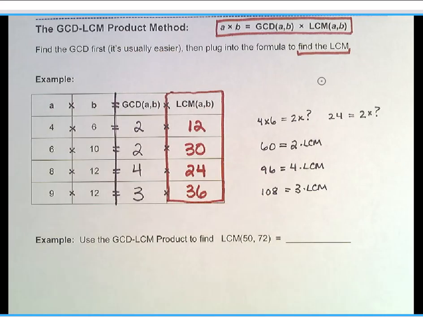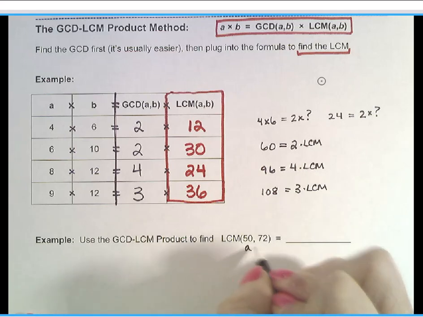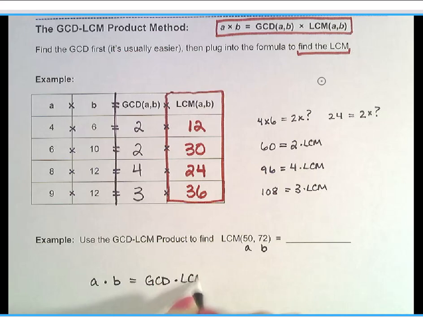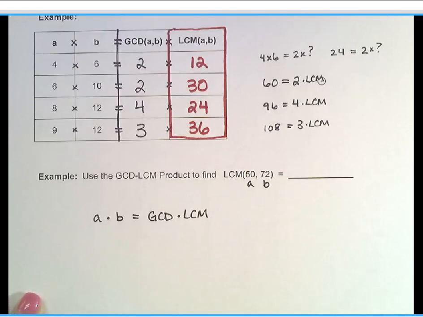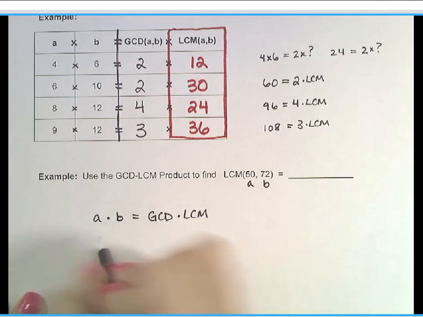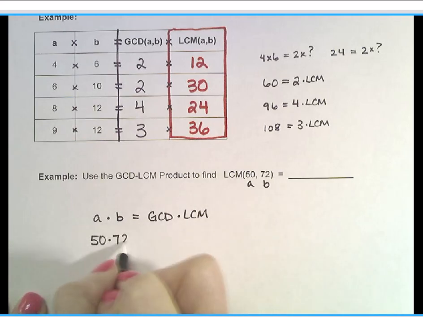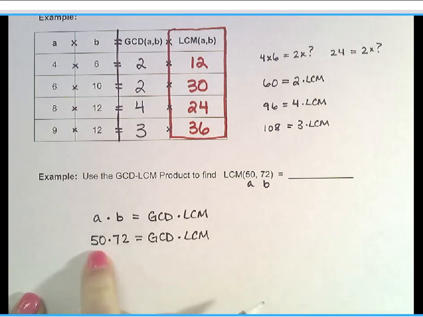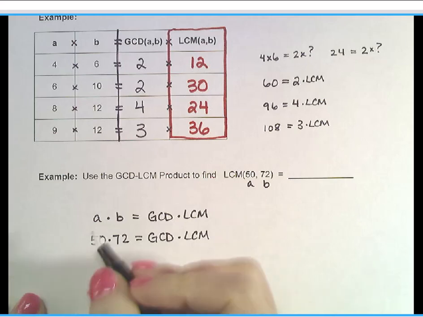If you want to set up a chart, you can set it up like a chart, but you don't have to set up a chart. So let me show you how to do it if you're just doing one and you're not asked to do multiple ones. Use the GCD-LCM product to find the LCM of 50 and 72. So here's our A and our B. What we know is that A times B is GCD times LCM. I'm just going to write out the formula there. So A is 50. So 50 times 72 is GCD times LCM. What's 50 times 72? It's 3,600.